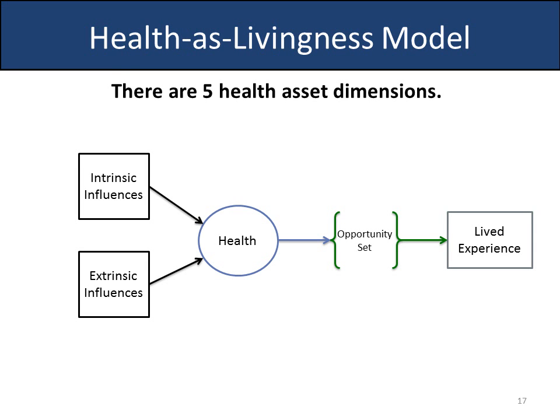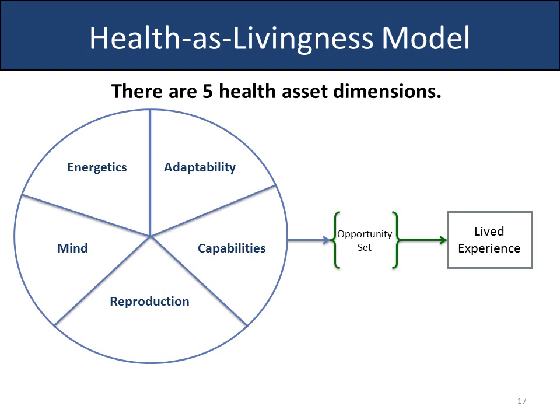Health has 5 asset dimensions. And to review, they include energetics, adaptability, mind, capabilities, and reproduction. It's these asset dimensions and their subdimensions and domains that will comprise the comprehensive description of health and what we will call a typology of health.